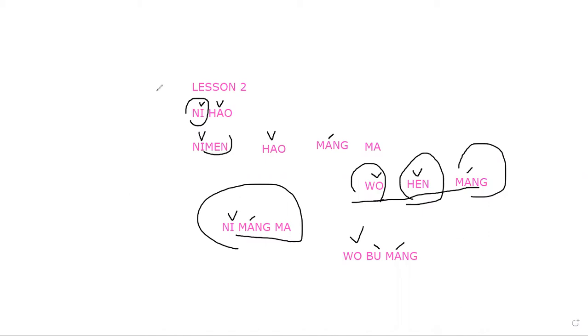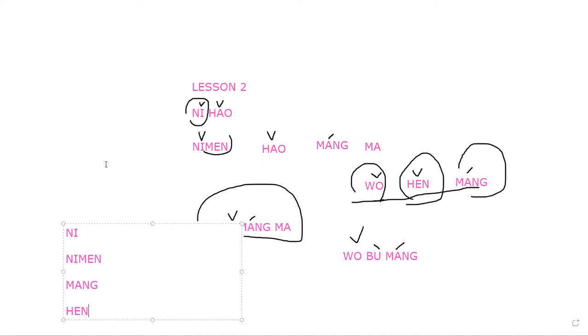Clear? So basically, team, we have ni. Ni is you. If I say ni men, see my tone: the tone is going down, then up. Ni men, which is you plural. Mang, mang, mang, see, the tone is going up. Mang is busy. Is it clear to you? Hen. Let's recap those vocabulary. Hen is very. Is it clear to you?